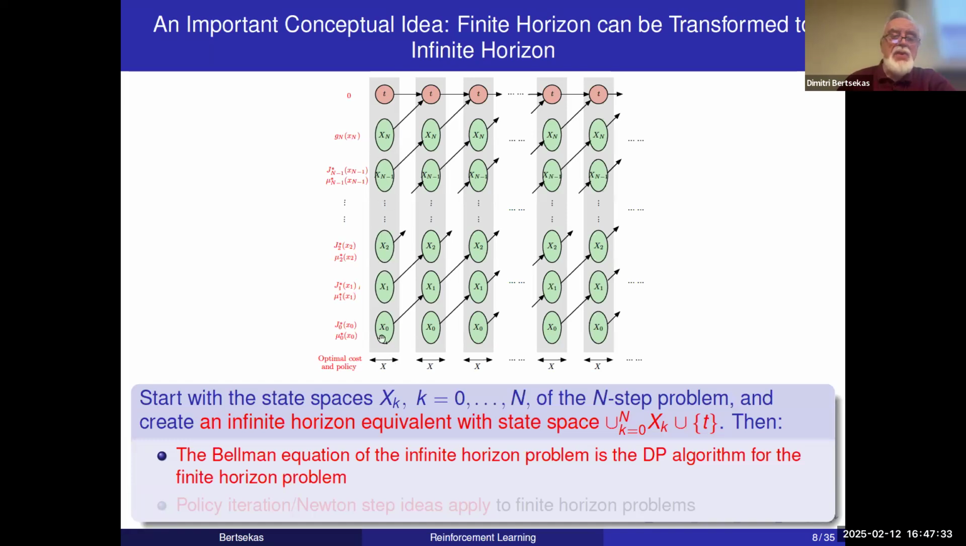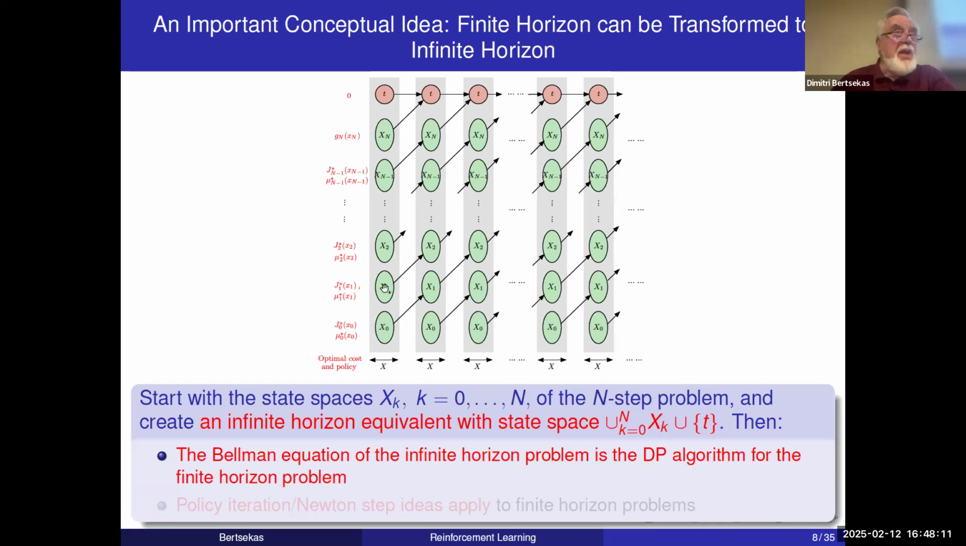These are the states of the first stage, and again, the states of the second stage, and so on. Starting from an initial state in the space x0, we set up the problems where we make a transition to the space x1, then to x2, all the way to xn, and then when we are at xn, we transition to the termination state, and that's that. Now, the costs of these transitions are exactly the same as the costs for the original finite horizon problem.